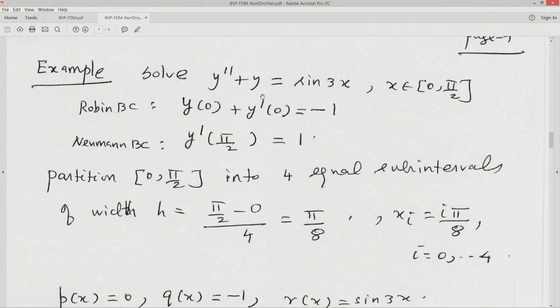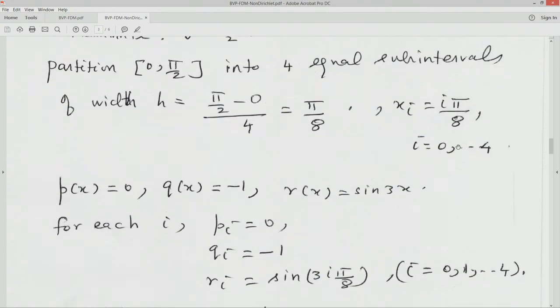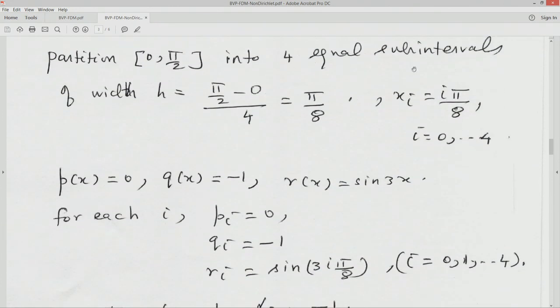So, the given differential equation is y double prime plus y equal to sin 3x in the interval 0 to pi by 2. The first boundary condition is of the Robin type, y of 0 plus y prime 0 is minus 1, and second boundary condition is a Neumann boundary condition, y prime at pi by 2 is 1. So, we partition the interval 0 to pi by 2 into 4 equal subintervals of width h, which is pi by 2 minus 0 by 4, which is pi by 8.